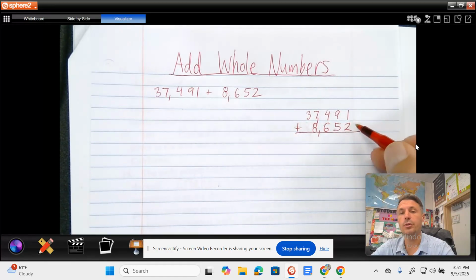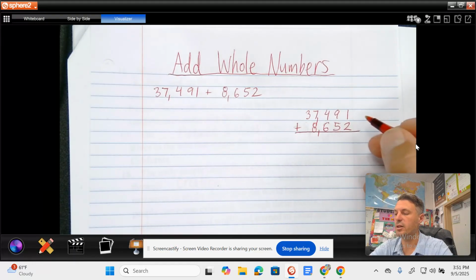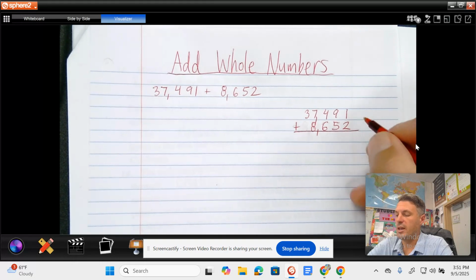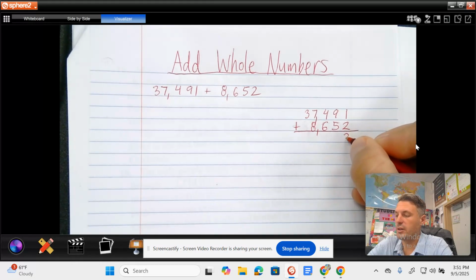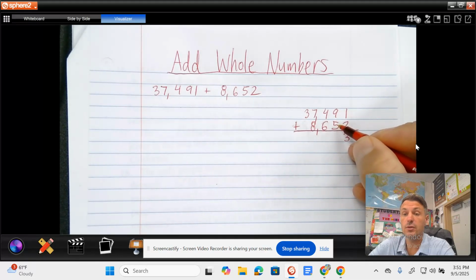Now when we're adding, both of the numbers we're adding up are called addends, and the answer is called the sum. The other important thing is as we're adding this up, we just need to be careful that we regroup correctly when necessary. Okay, so we have 1 plus 2 here, that's 3. Then here we have 9 plus 5. 9 plus 5 is 14.